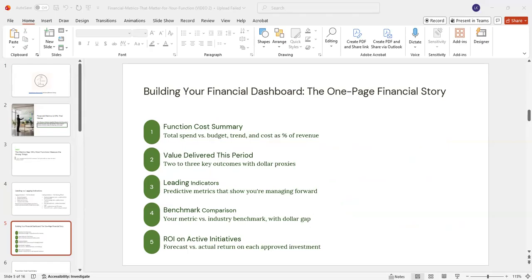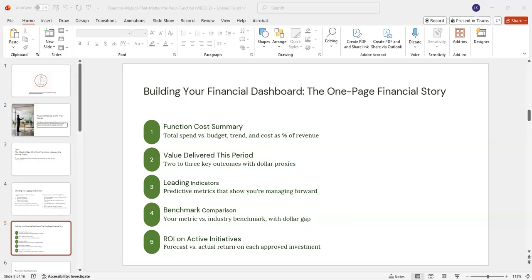So the first item here is the function cost summary. It's a summary of all the costs that you as a function incur. You want to be able to look at the total spend you are incurring versus budget, and also the trend of your expenses as the months go by, and also track cost as a percentage of revenue, because that is a metric that the finance team will be tracking whether you want them to or not.